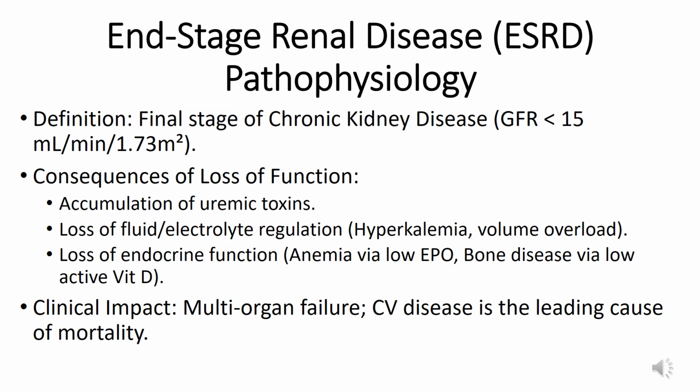Another major problem is the loss of fluid and electrolyte regulation. Healthy kidneys carefully adjust water balance. In end-stage renal disease, excess fluid cannot be effectively removed. Fluid begins to accumulate within the body. This leads to volume overload. Patients may develop leg swelling. Fluid can also collect in the lungs. Breathing becomes difficult. The cardiovascular system is placed under enormous stress.